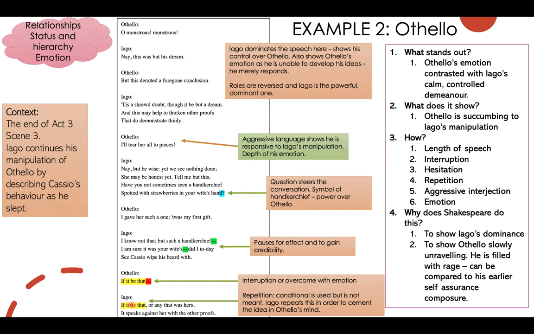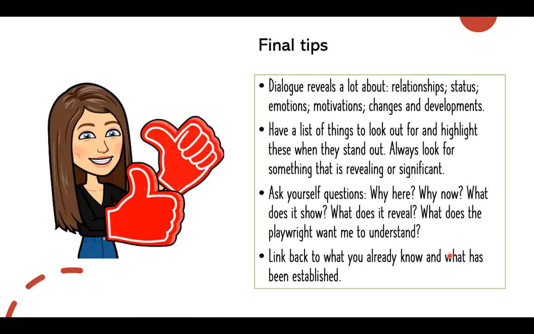Once you've identified something, then you've got to think about, well, what does this thing show me? What is it showing me about the characters, about their relationships, about their hierarchy, about what they're doing, about their feelings? And then think about why does the playwright do this? What am I supposed to understand? What am I supposed to learn? How am I supposed to feel? How am I supposed to react?